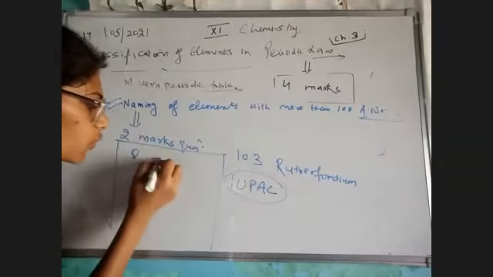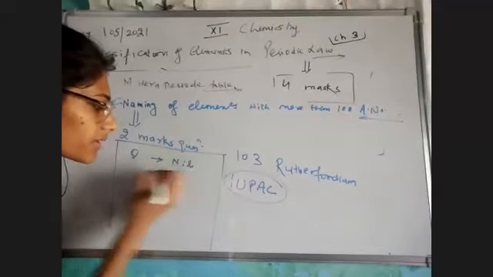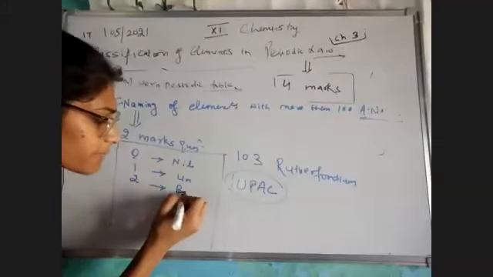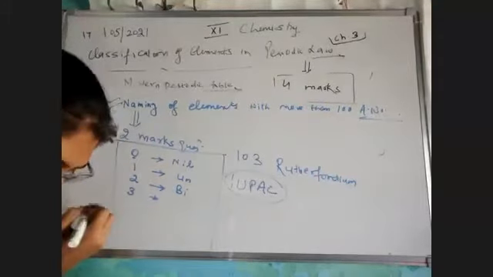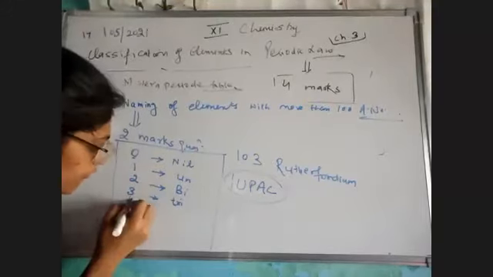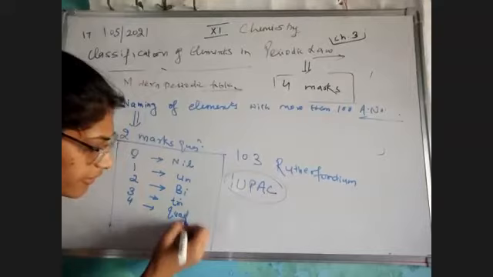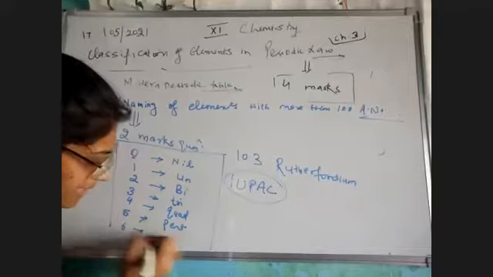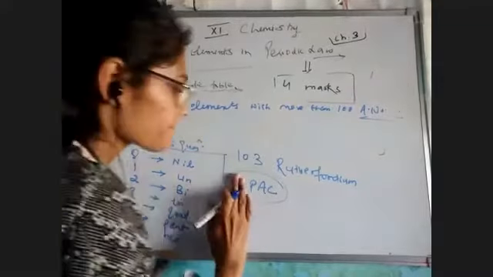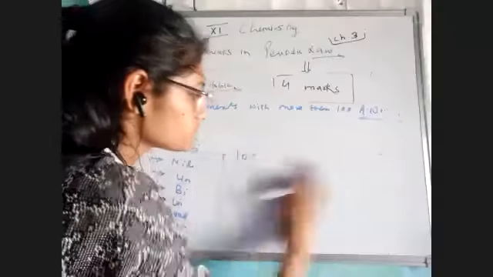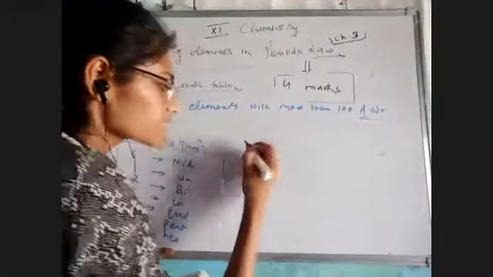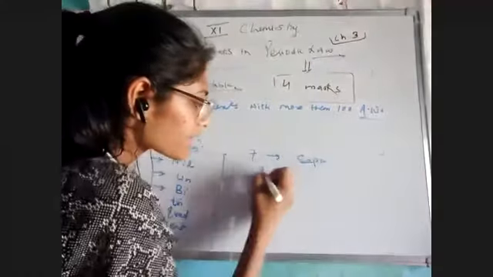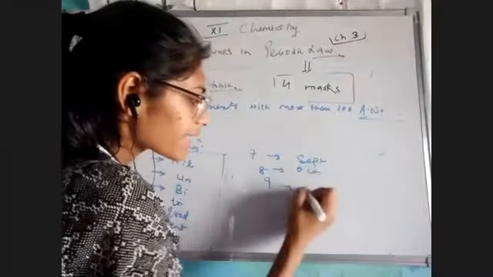If we have 0, we would represent it by nil. If we have 1, we would represent it by un. If we have 2, we would represent it by bi. If I talk about 3, that is tri. If we're talking about 4, that is quad. If we're talking about 5, that is pent. For 6, that is hex. Same as it is for 7, that is known as sept. For 8, oct, and for 9, enn.